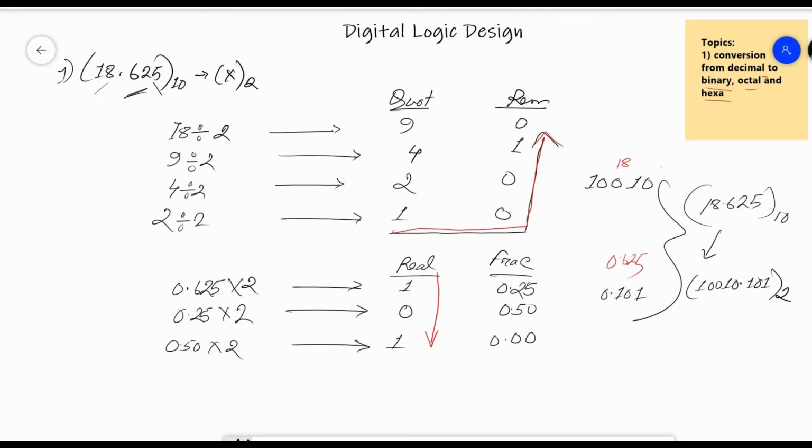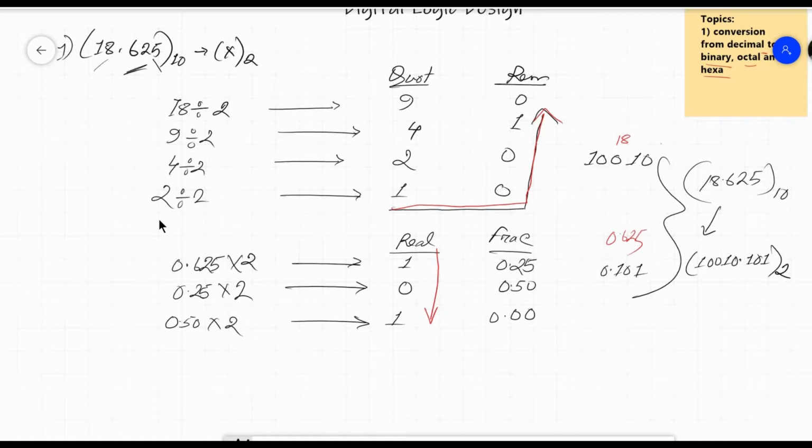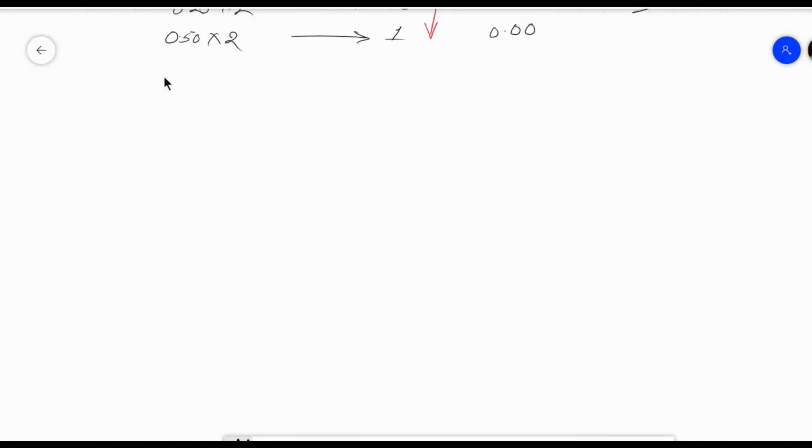Now we'll take another example of the same type, but that has a different ending. So let's see. We'll move down, take the second example, 172.878 decimal to binary. Now if you convert this portion, it is the same as the previous one.